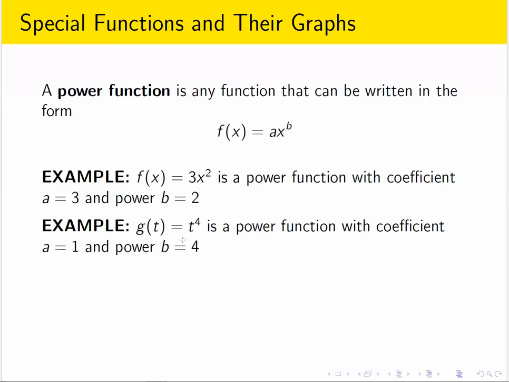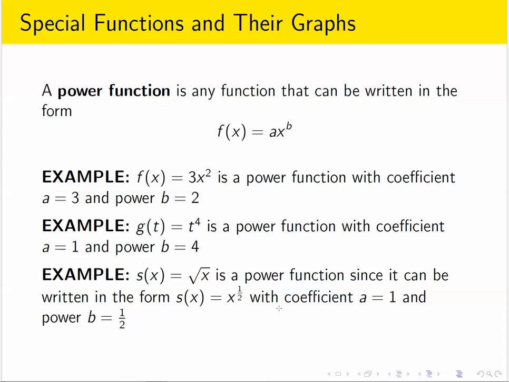Another example is t to the fourth. So notice that the variable does not have to be an x. You can use other letters for variables too. Now this at first might look like it's the wrong shape because it looks like you're missing a coefficient in front, but in fact you can imagine a hidden number 1 there, so really the coefficient is 1. And then the power is 4. So this is another example of a power function.